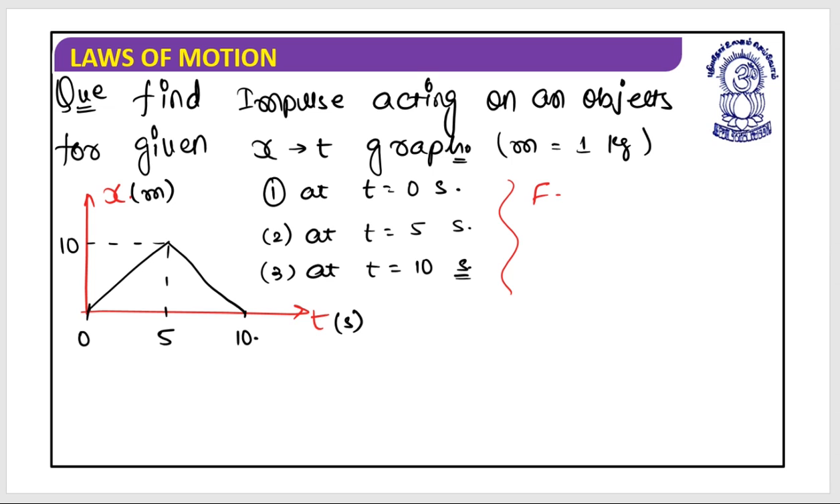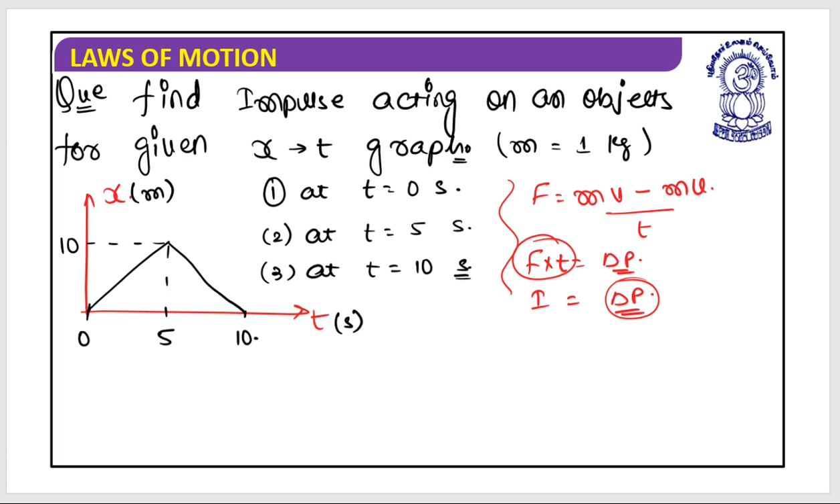First approach tells me that I should go with m(v minus u) by t, that means F into t, which will give me an impulse, which is change in momentum. This is the first option. Or the second approach to find out the impulse I is delta p. So either calculate F into t, which can lead me to the impulse, or calculate the delta p. Now what is delta p? It's m into delta v.